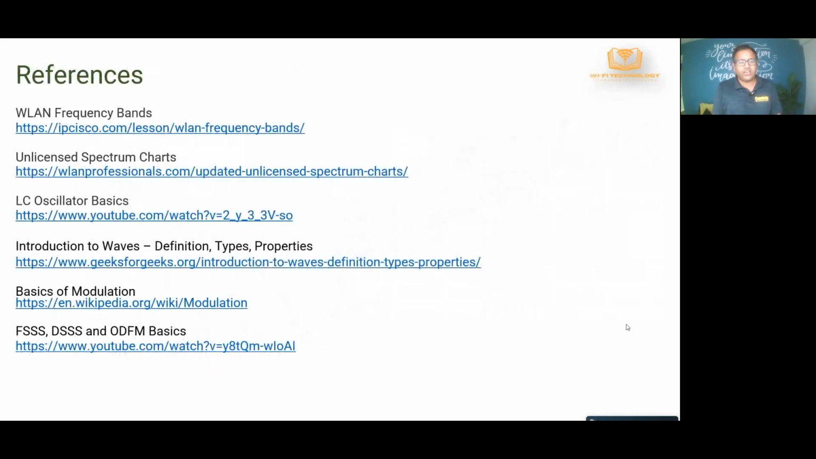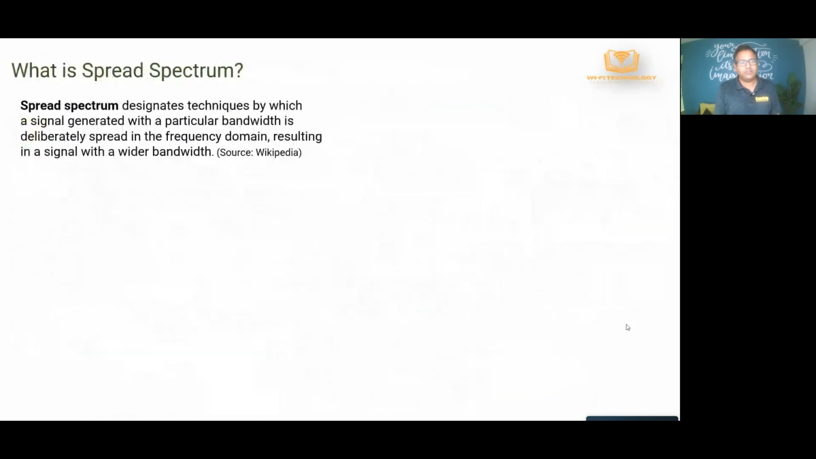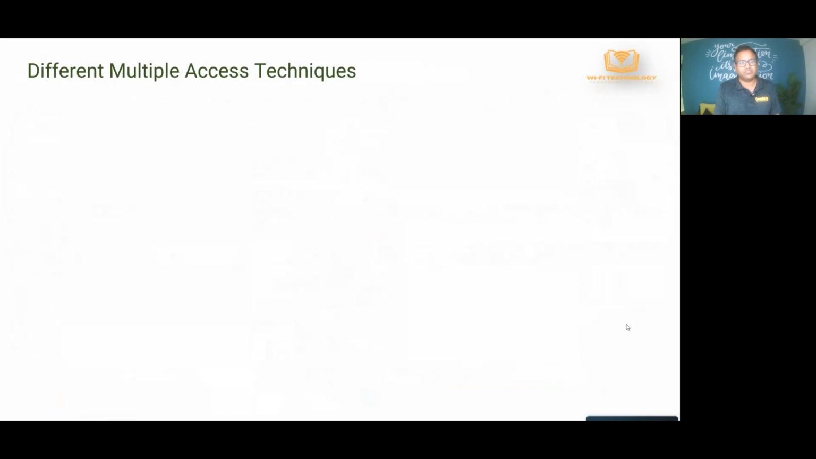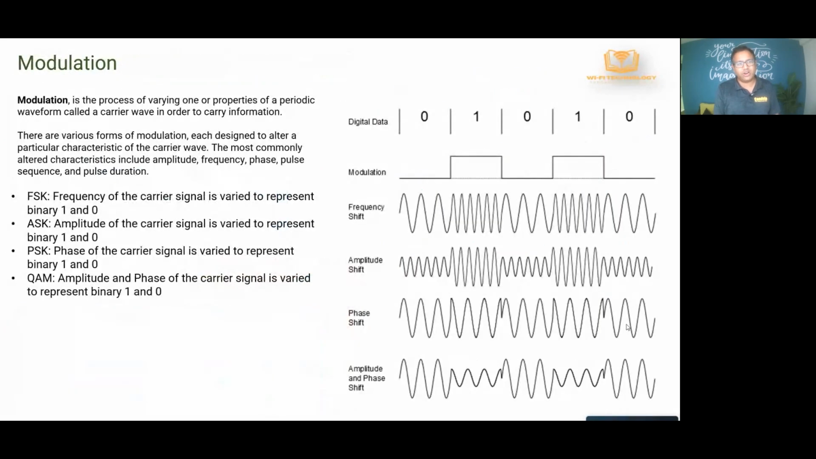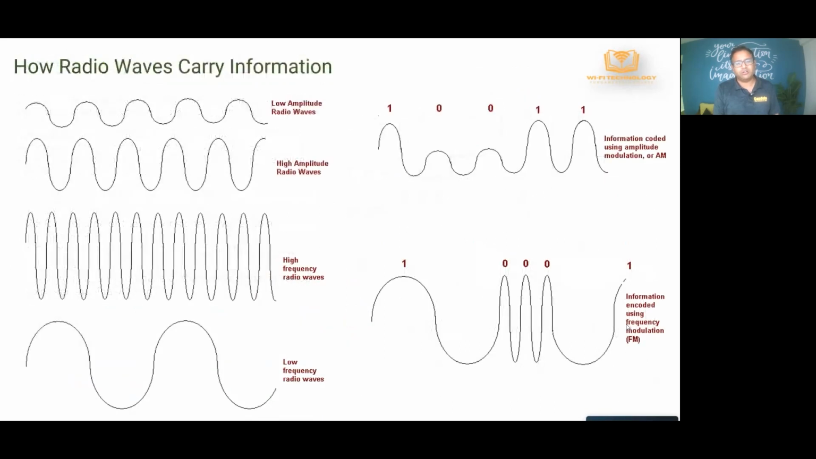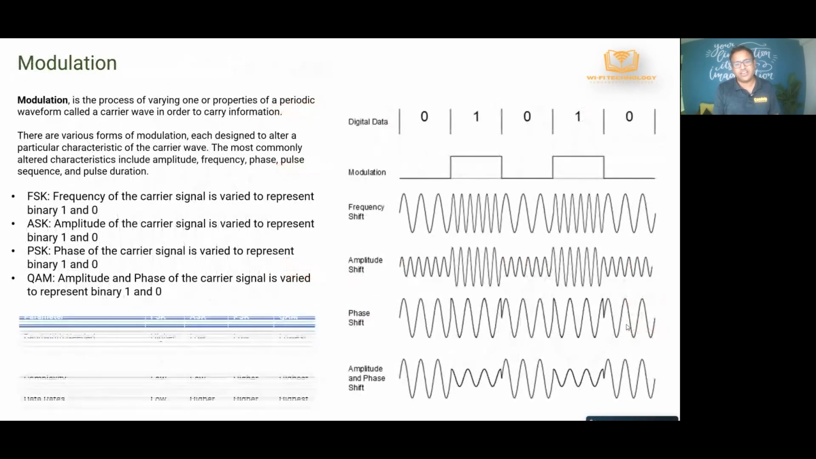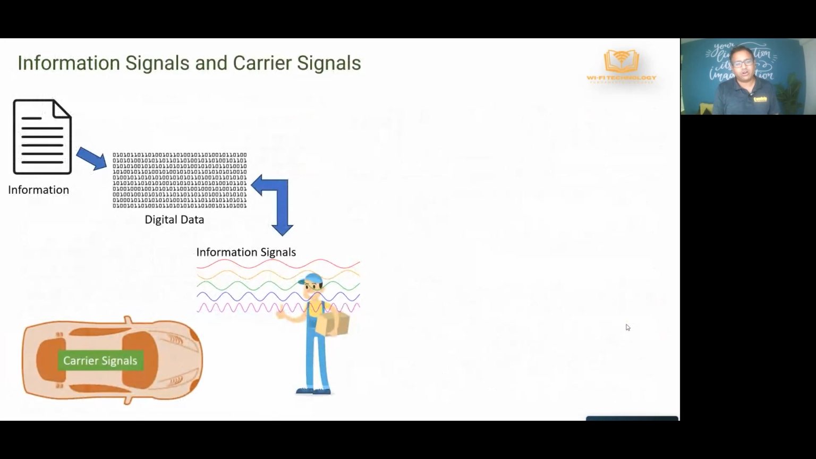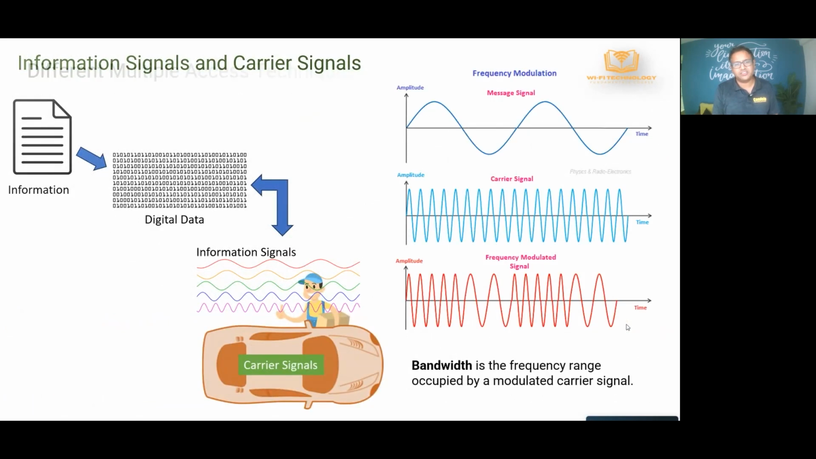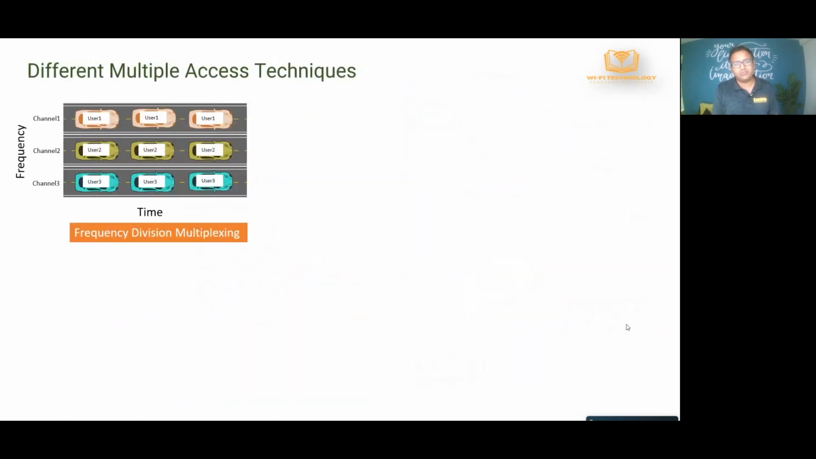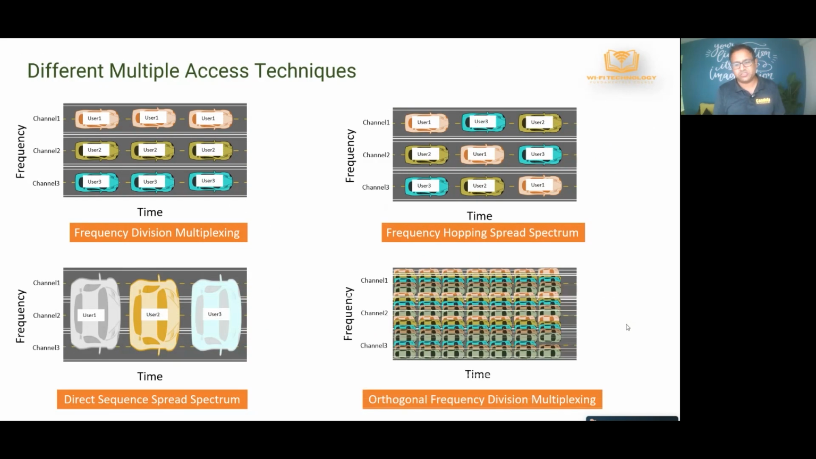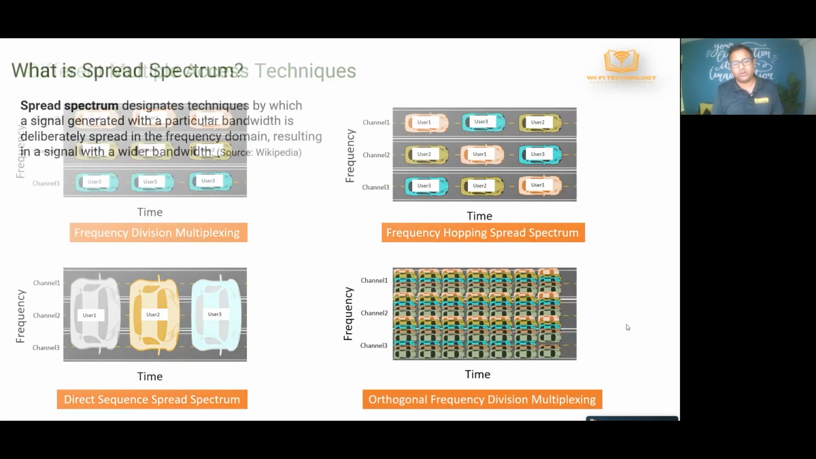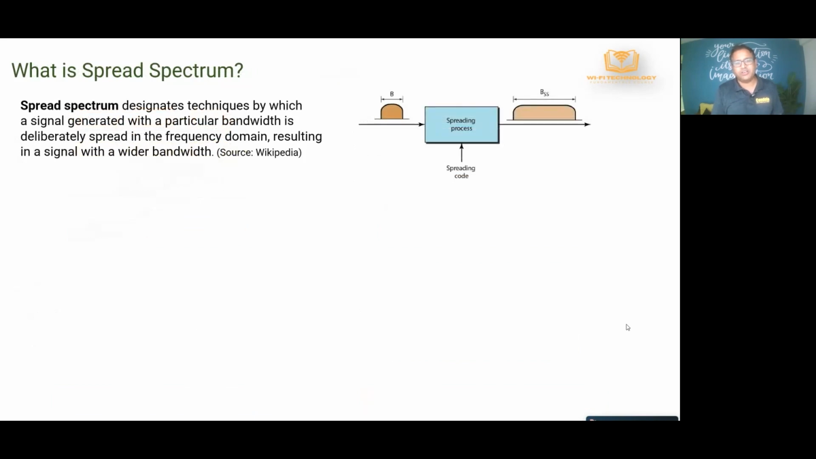Right, so here are some references. Just to summarize, we talked about various things in this section. We talked about information signals, the basics of modulation, the various spectrum frequency channels that are available in Wi-Fi, and carrier signals. We talked about different multiple access techniques like frequency division multiplexing, frequency hopping, direct sequence spread spectrum, OFDM, and so on. Those are the things that we covered in this particular section.